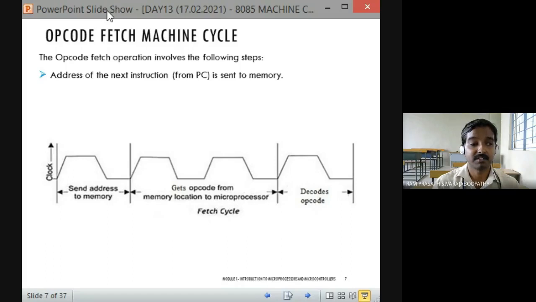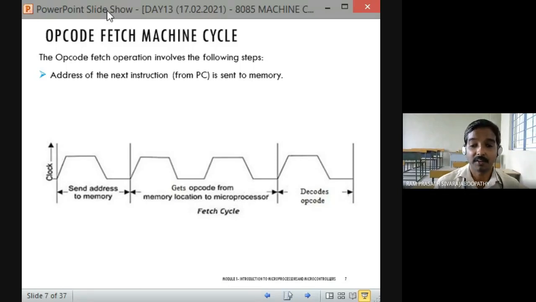Fine. Next, after sending the address, what does the processor have to do? That particular memory location is enabled. Correct? Sorry, that particular memory location is selected. Fine. To fetch the opcode, what operation does the CPU have to do? What do we have to do with the memory? To fetch the opcode, whether it has to read or write something. Yes, very good, very good.